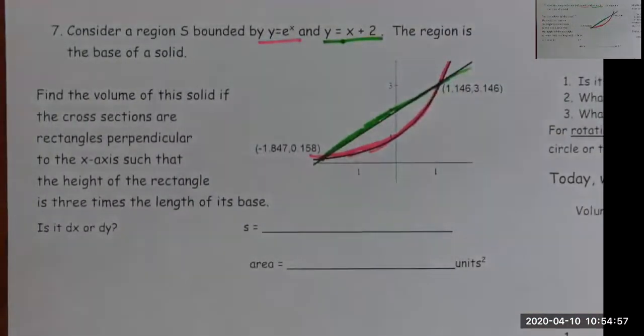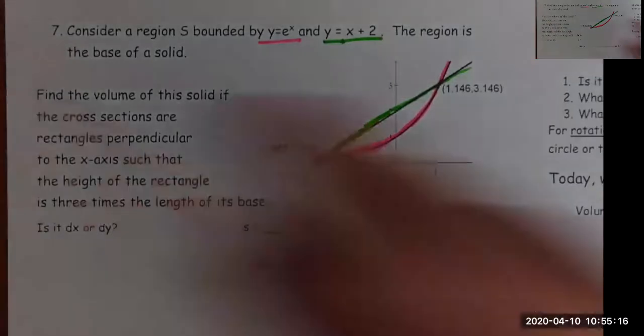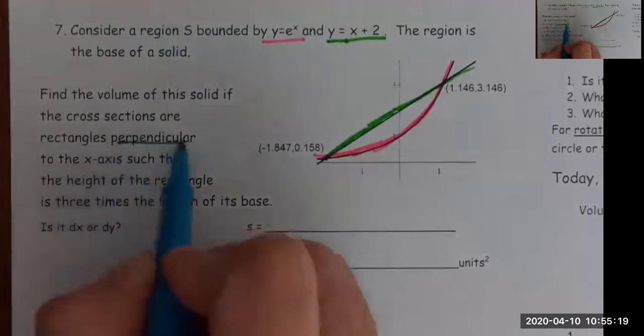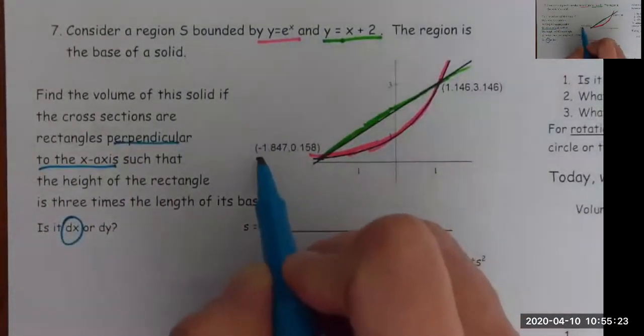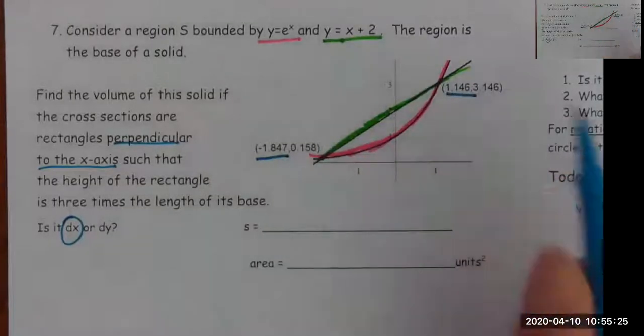Okay, find the volume of a solid if cross sections are rectangles perpendicular to the x-axis such that the height of the rectangle is 3 times the length of the base. Is it dx or dy? Well, it is perpendicular to x, so that makes it a dx. That means when we read it, we're going to use the x values.